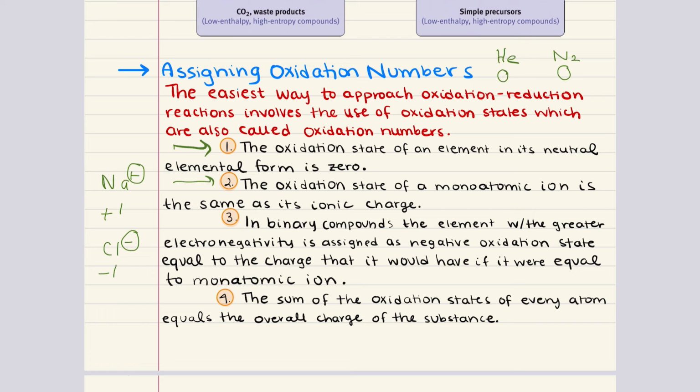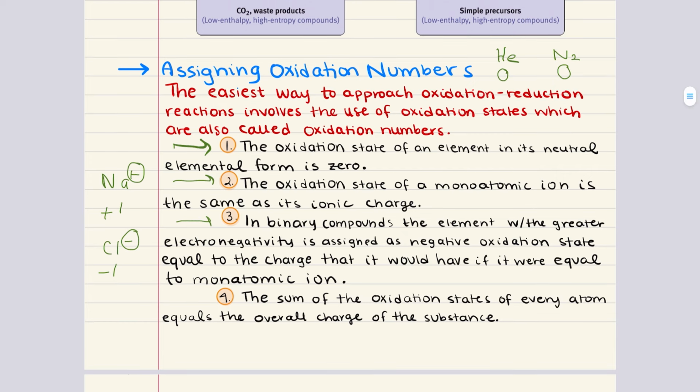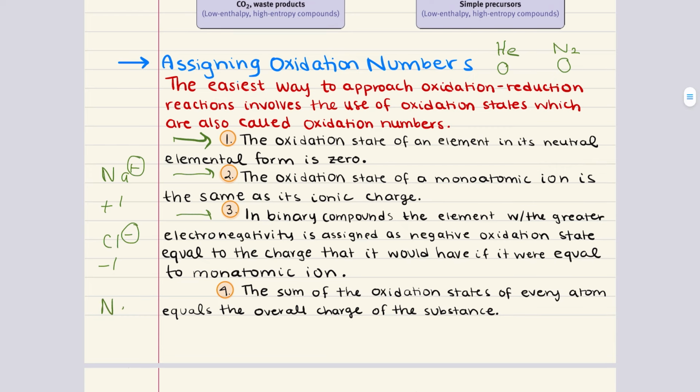The third rule is that in binary compounds, the element with the greater electronegativity is assigned the negative oxidation state that is equal to the charge it would have if it were a monatomic ion. So if we look at something like sodium chloride, we're going to look at the most electronegative element. That's going to be chlorine here. And we're going to assign it an oxidation number that's equal to the charge it would be if it were a monatomic ion, if it were chloride ion. So it will have an oxidation number of -1.